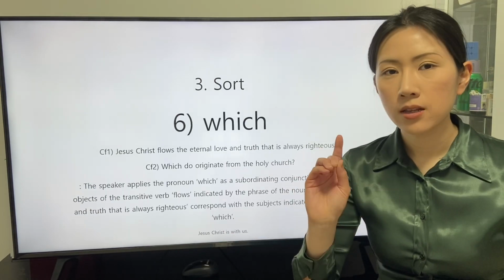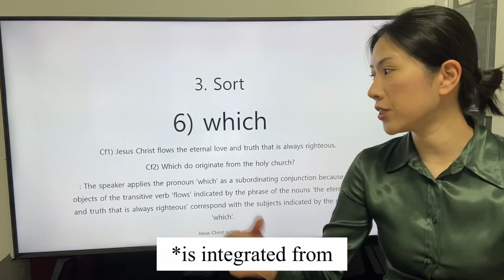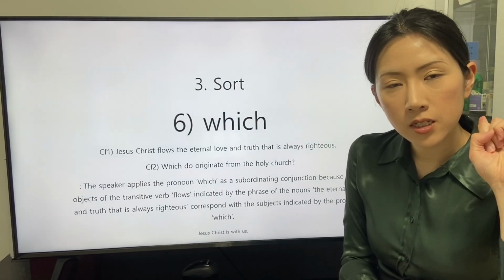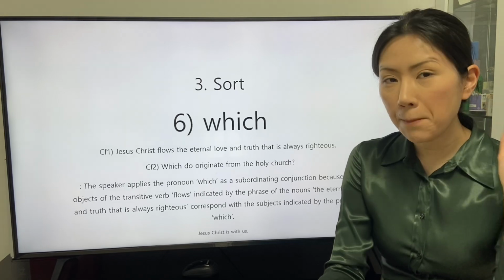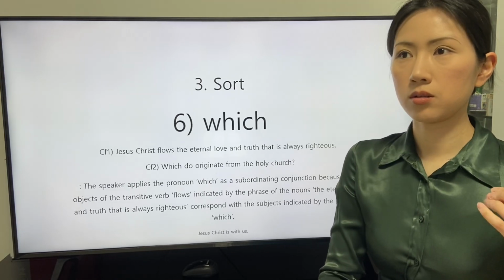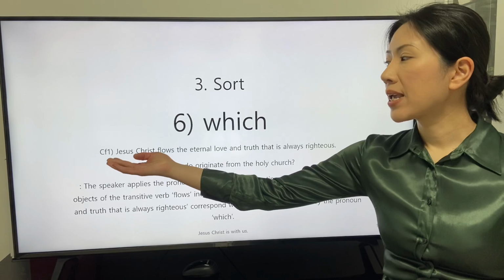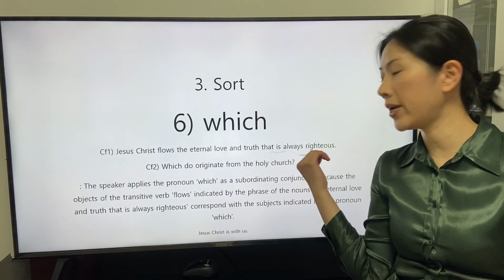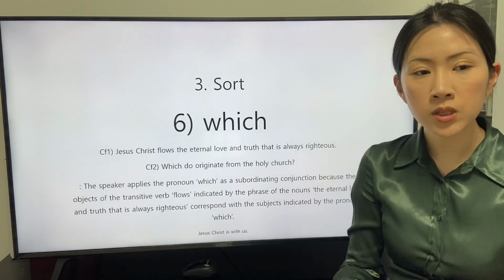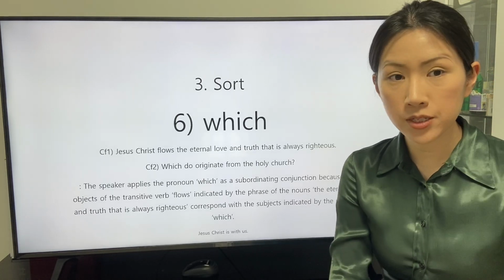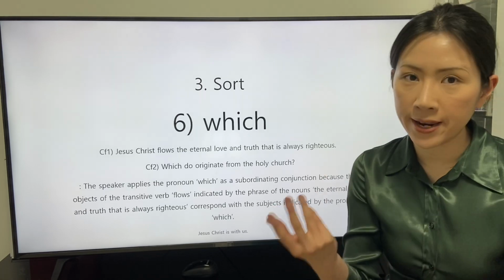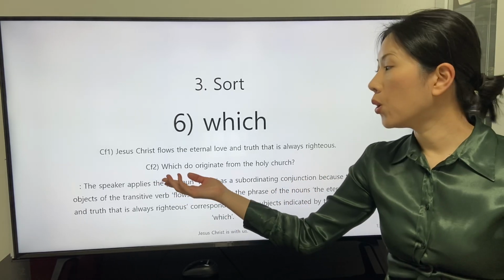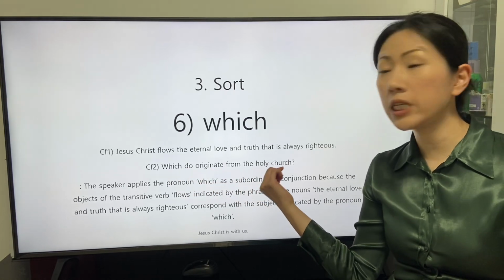The sentence is made of two clauses. The first clause, to be the main sentence, is this: Jesus Christ flows the eternal love and truth that is always righteous. The second clause, that is the interrogative clause, to be the subordinate clause, is this: which do originate from the Holy Church.